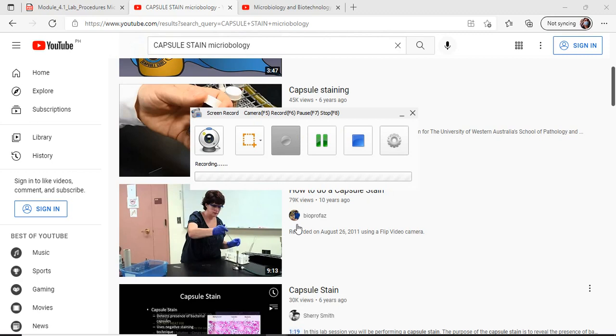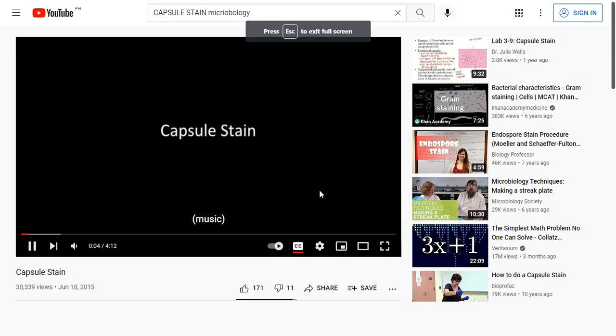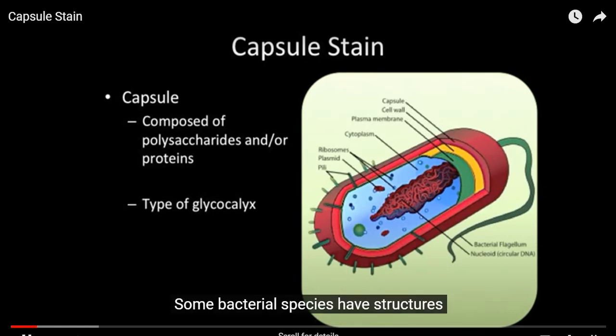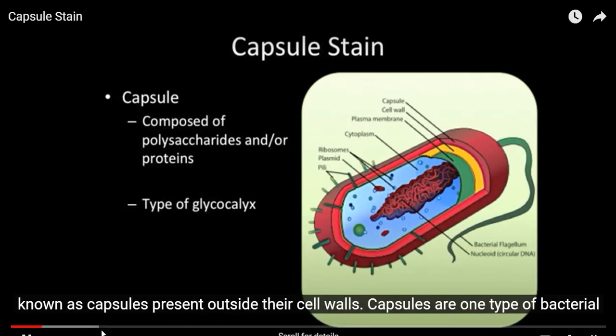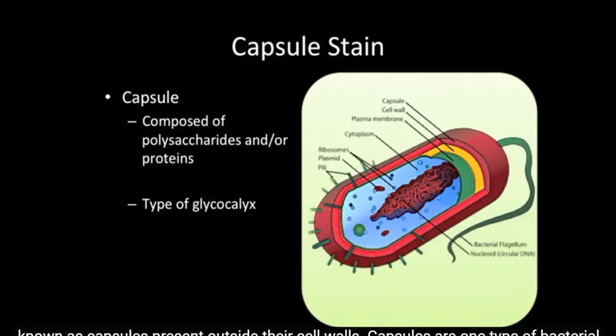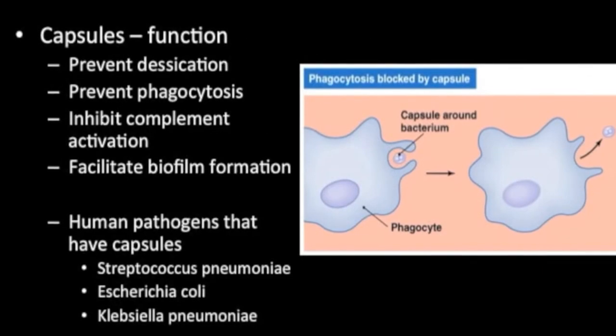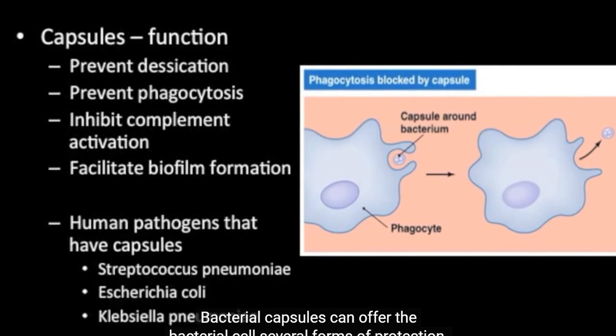Some bacterial species have structures known as capsules present outside their cell walls. Capsules are one type of bacterial glycocalyx. Capsules are structures composed of polysaccharides, proteins, or a combination of polysaccharide and protein. Bacterial capsules can offer the bacterial cells several forms of protection. Capsules can protect cells from desiccation and from host immune defenses.